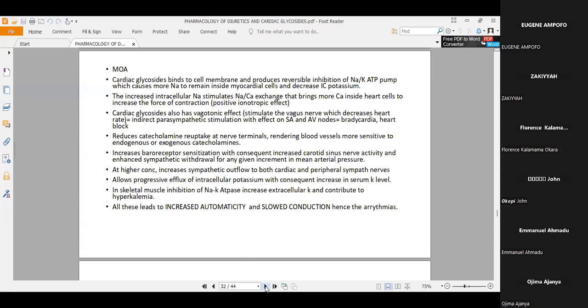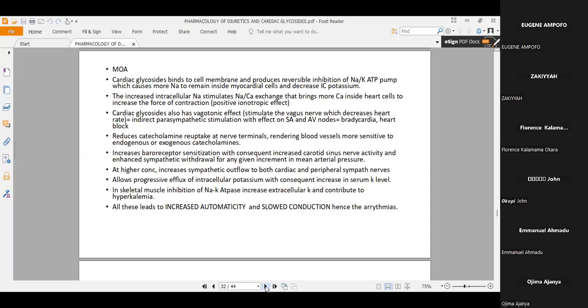So the mechanism of action: they bind to the cell membrane and produce reversible inhibition of the sodium-potassium ATPase pump, which causes more sodium to remain within the myocardial cells and decreases potassium within the cells. This increased intracellular sodium stimulates the sodium-calcium exchange, leading to influx of calcium within the heart cells. This calcium influx increases the force of contractility. That's how it exerts its positive inotropic effects.